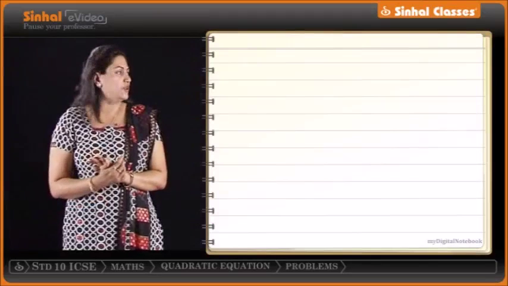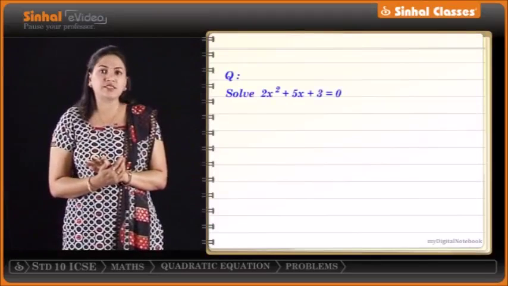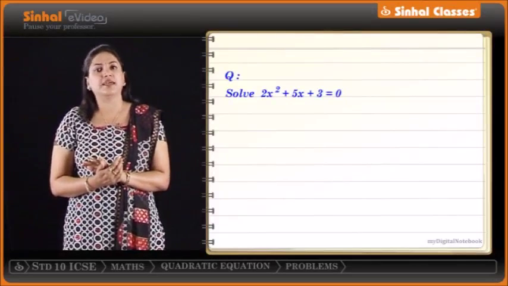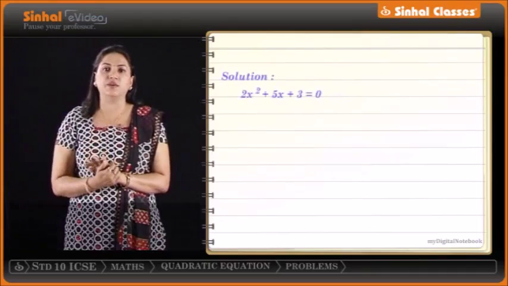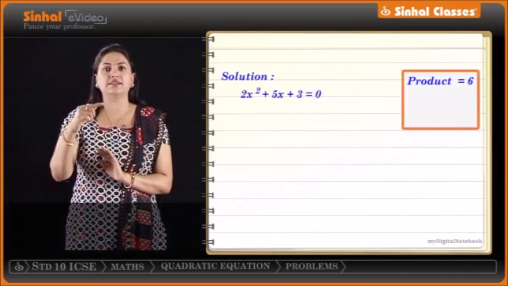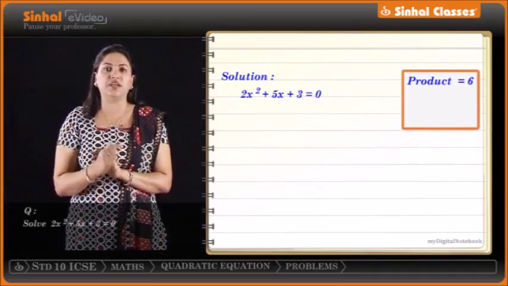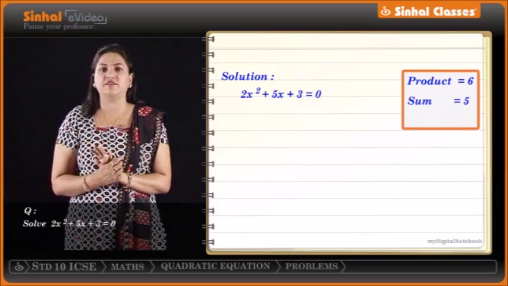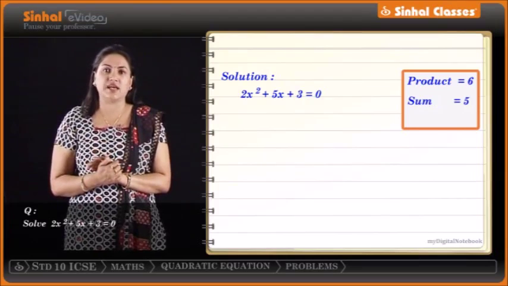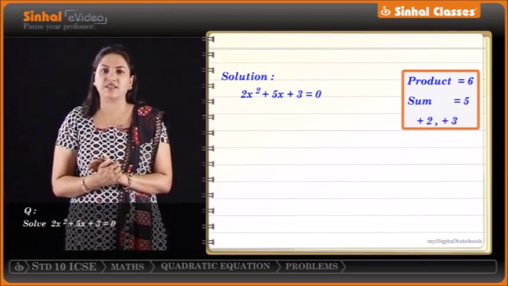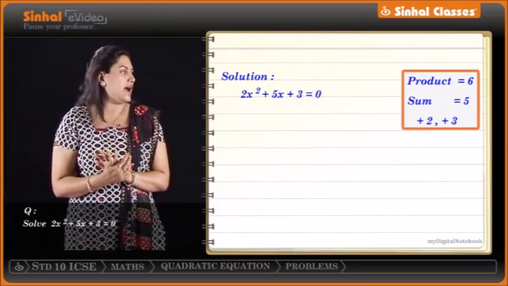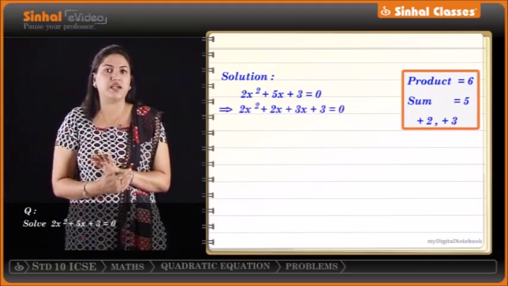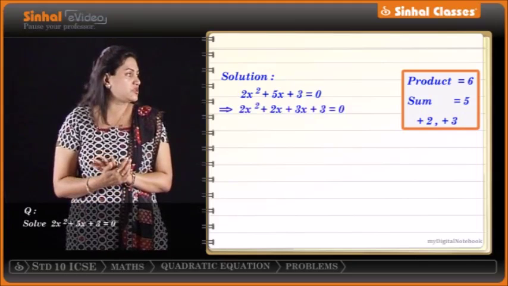Now to the next problem, solve 2x square plus 5x plus 3 is equal to 0. Now here again, we want two numbers whose product should be 6 and the sum should be 5. What could the numbers be? Now we have plus sign everywhere. So we can take the numbers as plus 2 and plus 3. So we factorize as 2x square plus 2x plus 3x plus 3 is equal to 0.